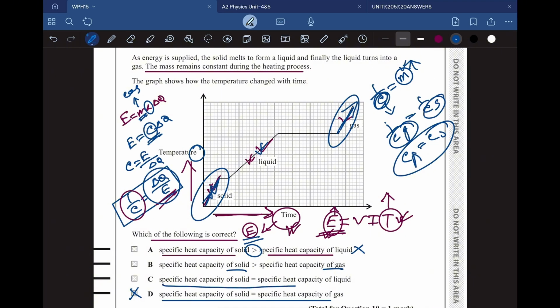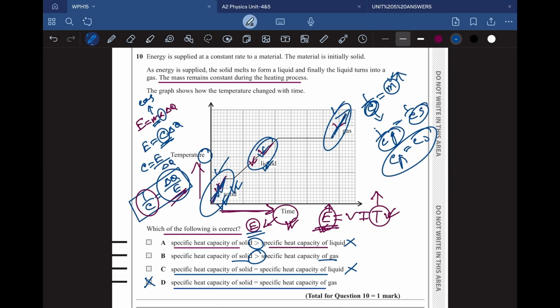Whereas option C says the specific heat capacity of solid is equal to liquid. No, the solid has a greater gradient than the liquid, and the solid has a smaller specific heat capacity than the liquid, so this cannot be our answer. And the other option says solid is greater than gas, but both of them have the same specific heat capacity because they have the same gradient. So that's how you will have to answer this type of question. Hopefully you have understood this part easily. Now let's move on to section B.